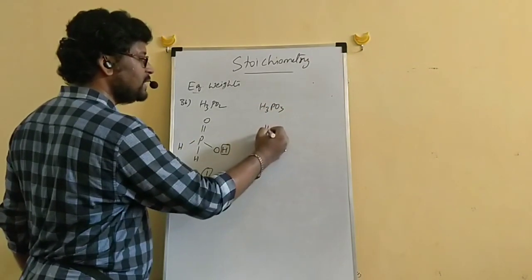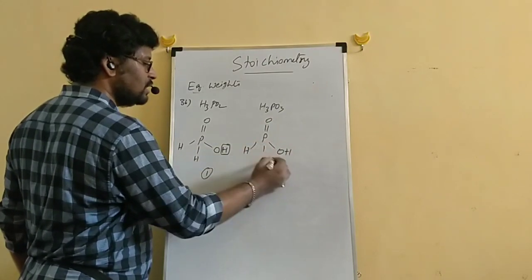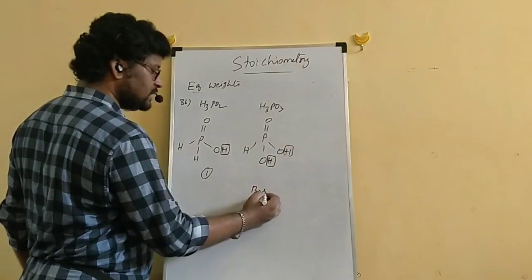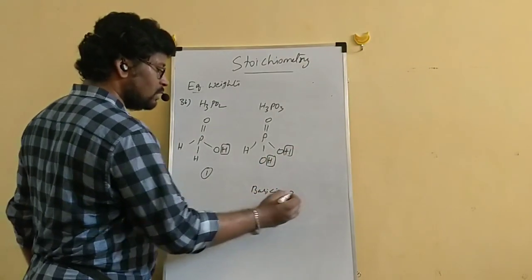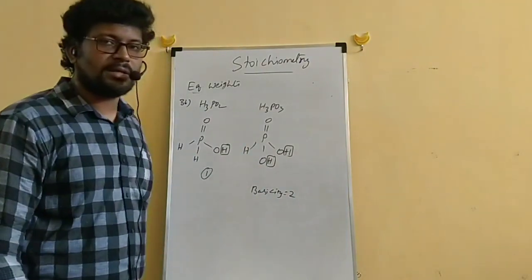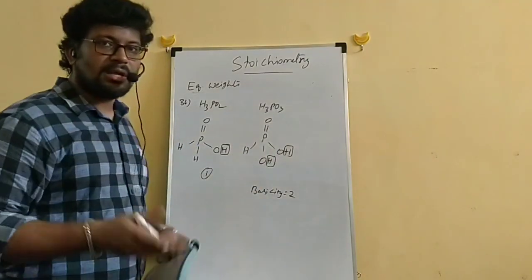H3PO3 structure: P double bond O, OH, OH, H. The number of replaceable hydrogens is only 2, so basicity is equal to 2. When basicity differs from 1, in that case the gram equivalent weight and gram molecular weight will definitely not be the same. Okay, so this is about H3PO3.